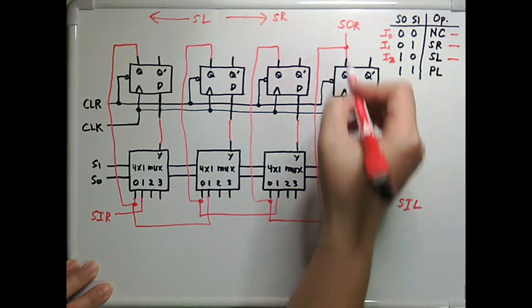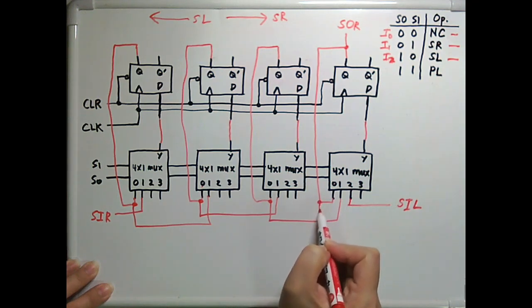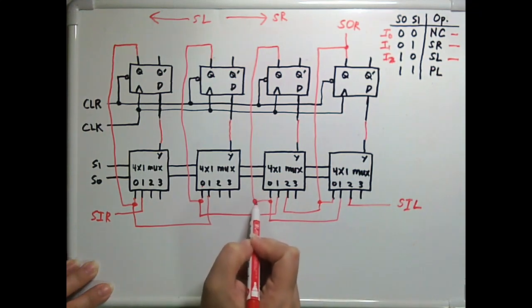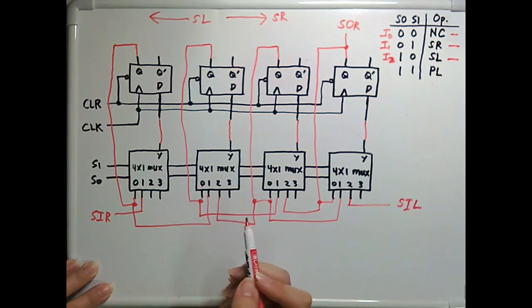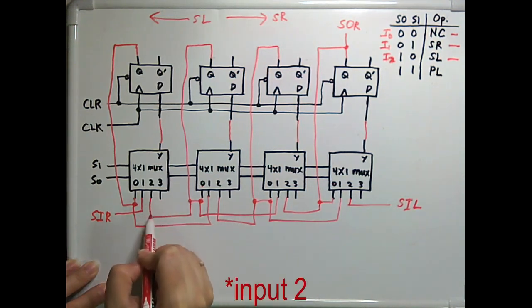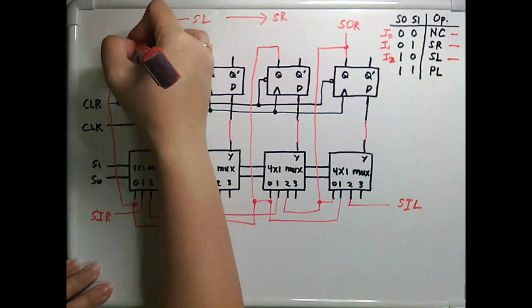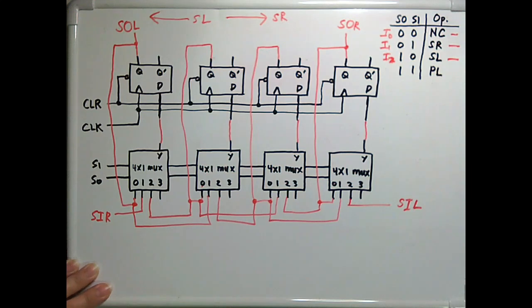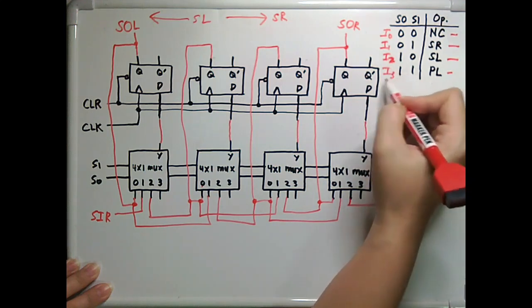Okay. Now, the output of this Q is connected to the input of its left neighbor. Then we go to the next flip-flop, connect it to input 2, I2. Next, this is connected to input 3. And since this is the leftmost flip-flop, then this must be our shift output for left. And finally, we have our parallel load supported by 3 or I3.